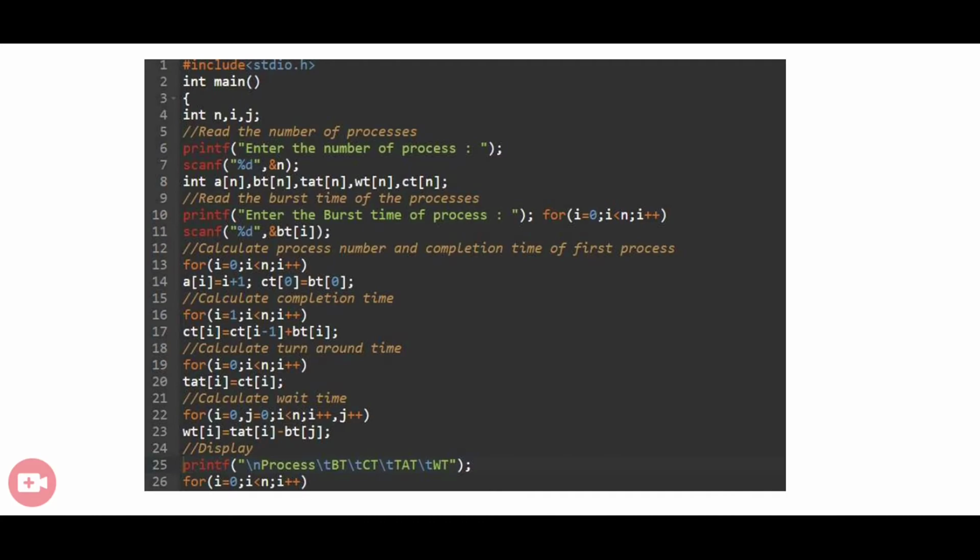Then you have to calculate the waiting time. So what is waiting time? Waiting time is the time a process has to wait in the ready queue. Okay, all these times you have to calculate. So FCFS scheduling is where the process that comes first will be served first.